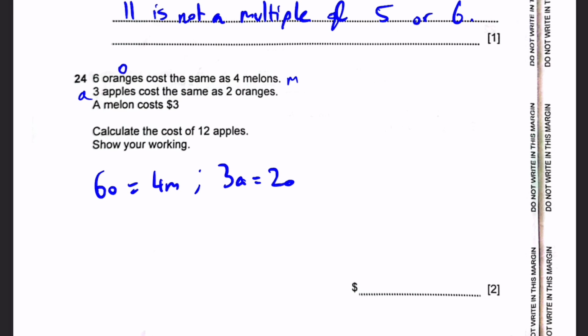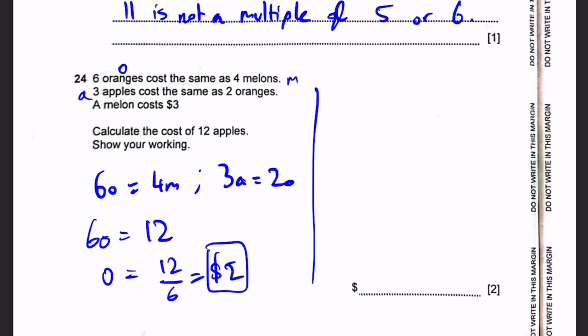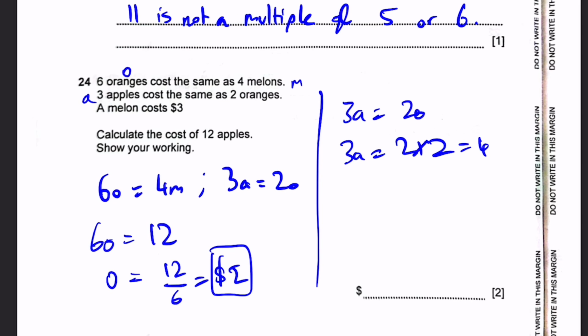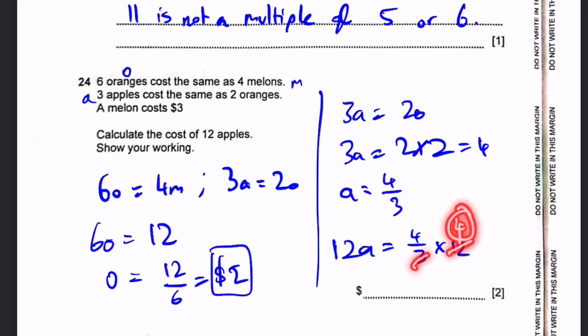If a melon costs $3, that means 6O is equal to 4 into 3, which is 12, right? So O is equal to 12 by 6, which is $2. That's the orange's cost. Now the cost of the apple: 3A is equal to 2O, and 3A is equal to 2 into 2, which is 4. That means A is equal to 4 by 3. Now that's the cost of one apple, so the cost of 12 apples will be 12A, which is 4 by 3 into 12. You can cancel to get 4 here. 4 into 4 is $16. That's the answer.